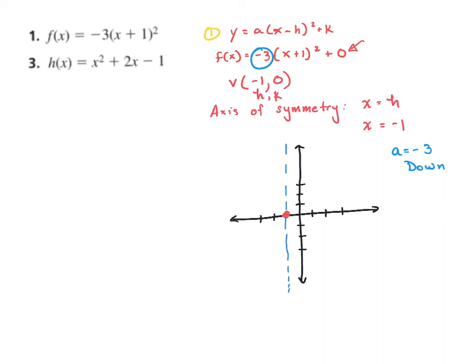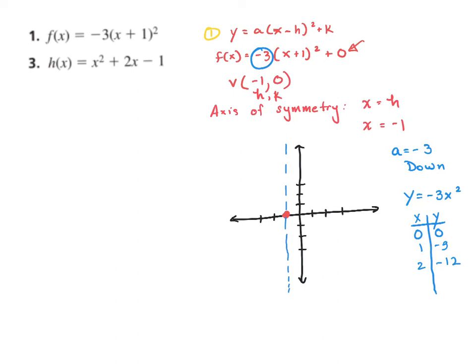So let's just generate a few values. Now to generate those values, you just use y equals negative 3x squared. Forget about the h and k values. 0 gives me 0. That'll always be true. 0 squared is 0 times anything is 0. 1 squared is 1 times negative 3 is negative 3. 2 squared is 4. 4 times negative 3 is negative 12.